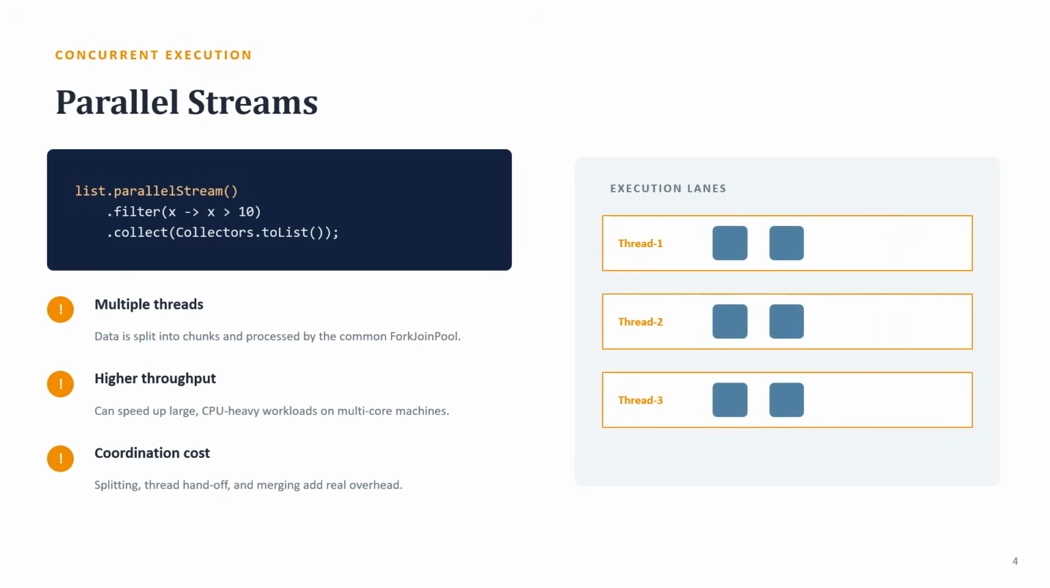Instead of stream, here we use list.parallelStream. What happens? If the array has 6 elements, thread 1 picks 2, thread 2 picks 2, and thread 3 picks 2 out of the 6 elements. So parallel streams are multi-threaded with higher throughput, but with threading there will be handoff and overhead issues. And parallel streams do not guarantee ordering.